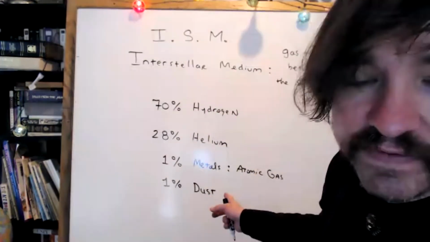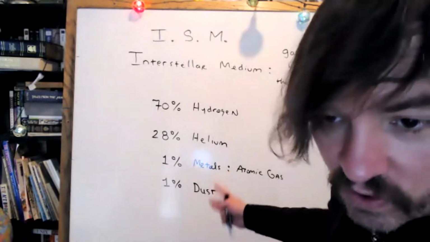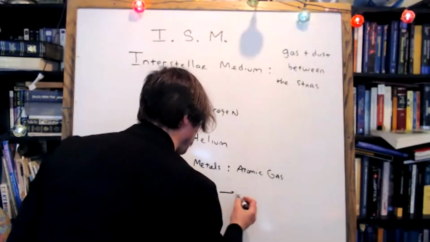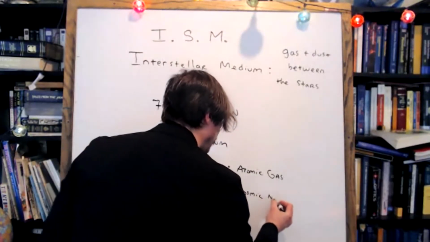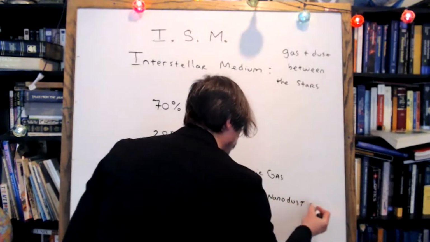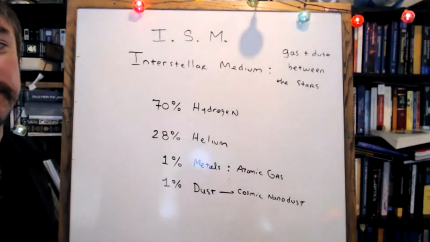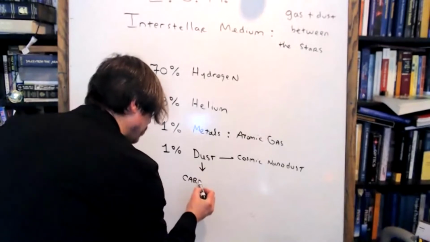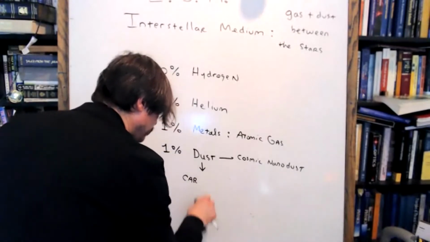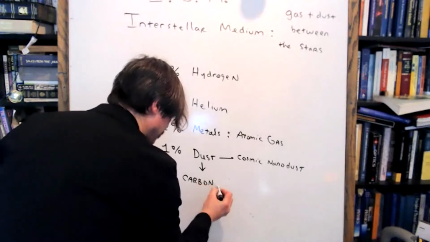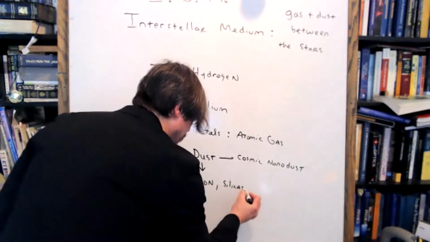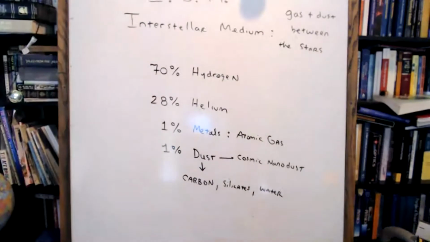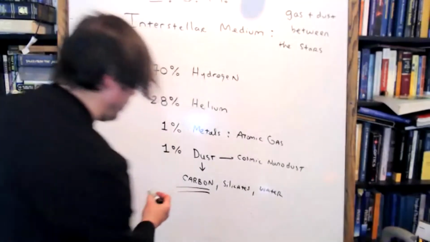Dust only makes up 1% of the interstellar medium, but it's responsible for so much. And I've got to get into dust today, okay? So we sometimes call this stuff cosmic nanodust. And dust is mostly made out of 3 things. It's made out of carbon, silicates, and sometimes even bits of water. But mostly, it's made up of carbon.